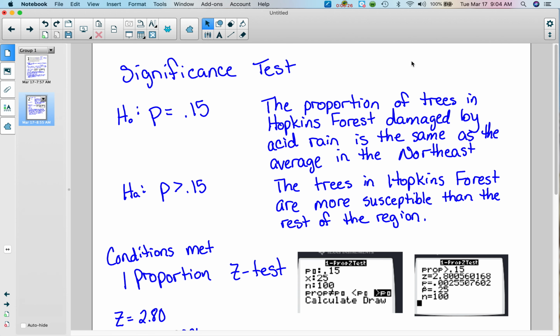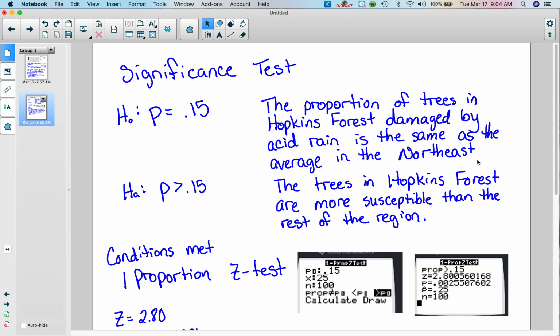Okay, so here's the significance test. Our null hypothesis, remember, is always about p in this case. That's our parameter, the proportion. So it's always about the population, not about the sample. So never use a p hat when you are talking about your significance test. So my null hypothesis: p equals 0.15.